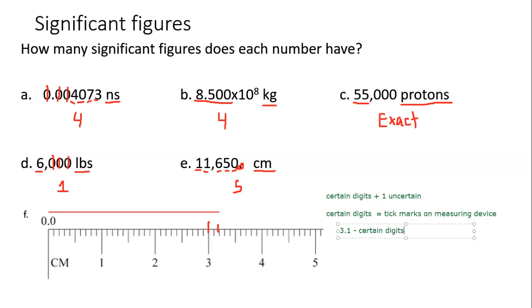Now we have to estimate the uncertain digit, and this is based on the observer. And so you would estimate to the right of the last certain digit's placeholder. So since the certain digits go to the tenths, the estimated digit should be in the hundredths place. And this is an estimated digit. What I may estimate may be different than what you estimate. The certain digits are the same, but the estimated digit would be different.